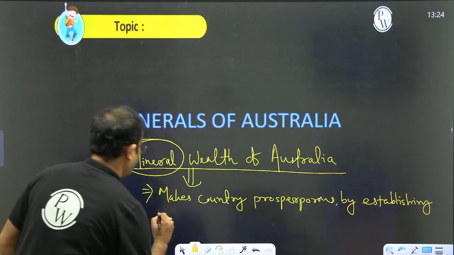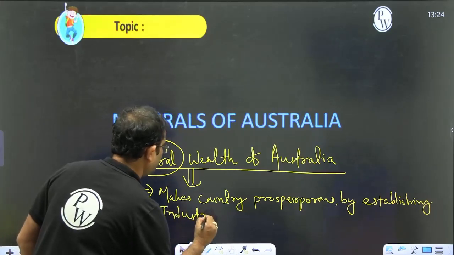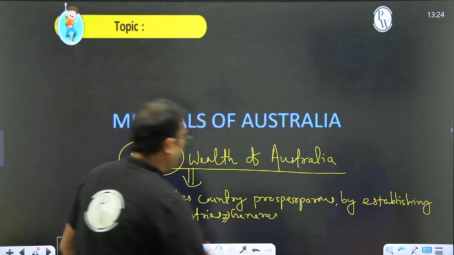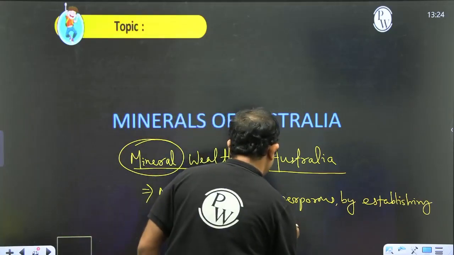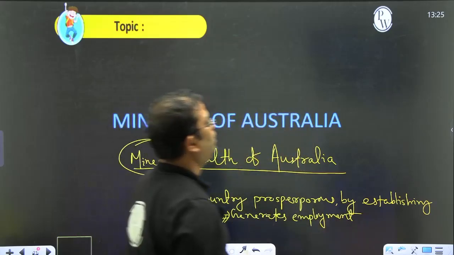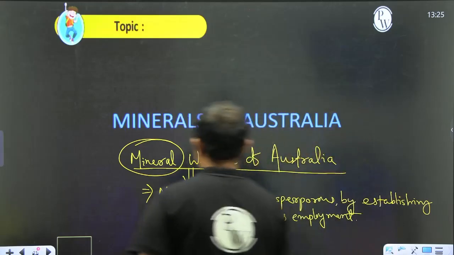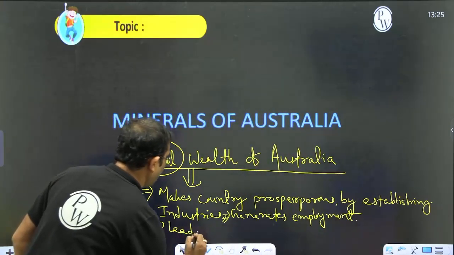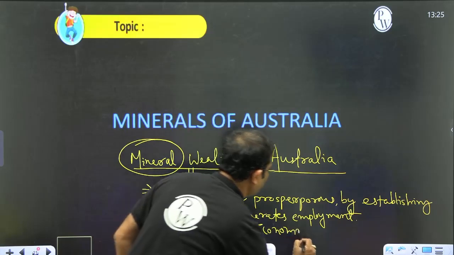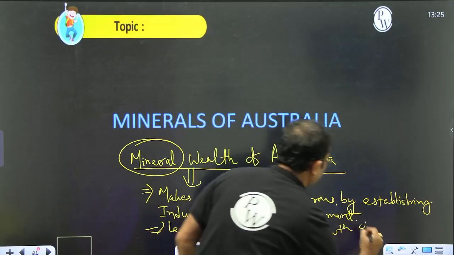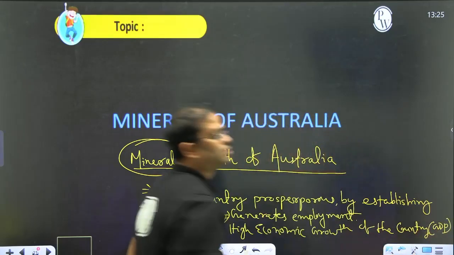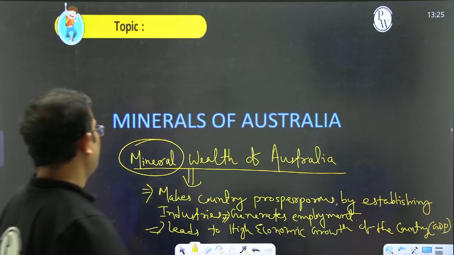establishing industries. If industries are there, then it generates employment. Automatically this leads to higher economic growth of the country. That is GDP. GDP rises because of these minerals.